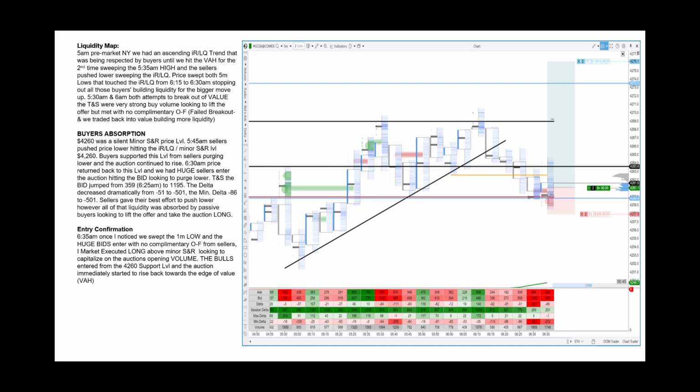Buyers supported this level from sellers purging lower, and the auction continued to rise. At 6:30 a.m., price returned back to this level, and huge sellers entered the auction, hitting the bid, looking to purge lower. The time and statistics: the bid jumped from 359 at 6:25 a.m. to 1195. Let's look at that. So 6:30 a.m., right here in this candle.